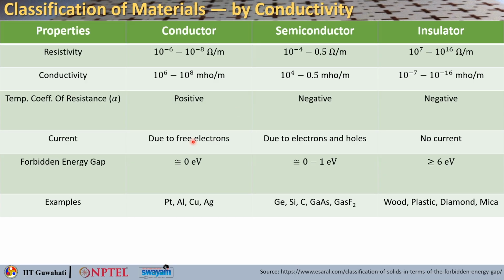Then you have current, which comes from free electrons. In semiconductors, it is from both electrons and holes, and in insulators no current. These are the band gaps. As you can see, conductors 0, semiconductors typically between 0 and 1 electron volt, and insulators way above, more than 6 eV. These are the typical examples.